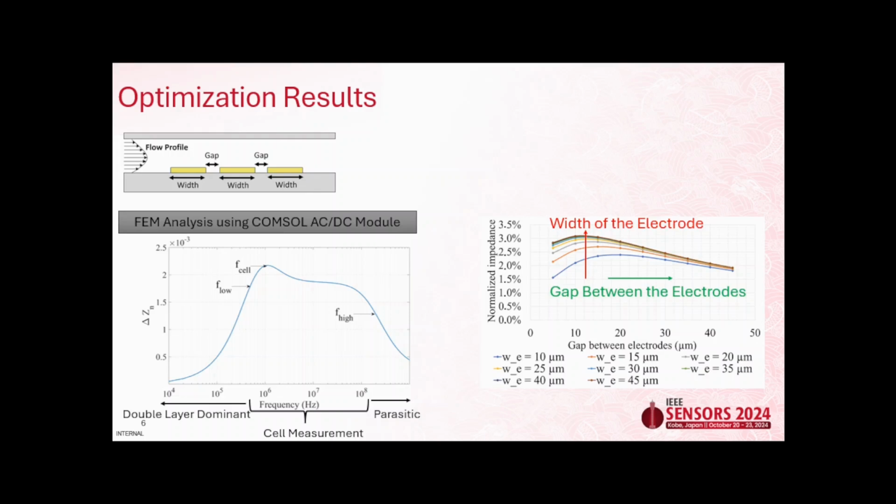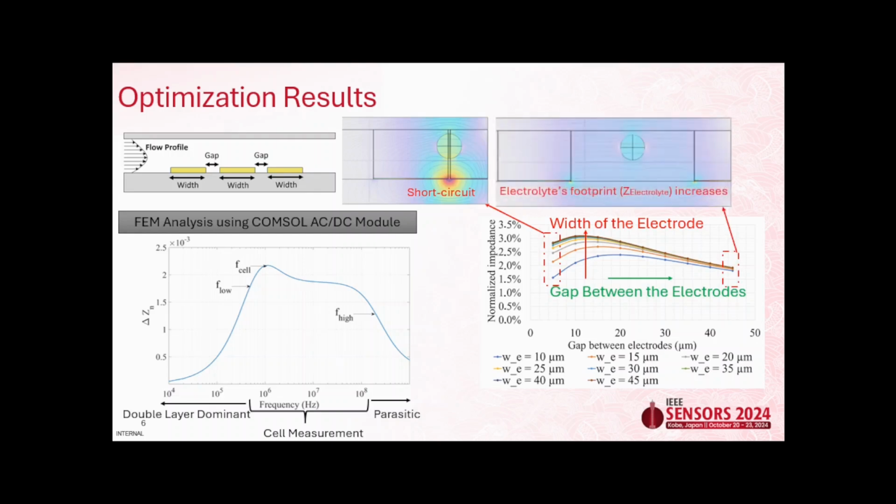At the beginning, we see that with increasing the gap between the electrodes, the normalized impedance also increases. And that is because when the gap between the electrodes is too short, the tunneling effect will happen and a short circuit will happen between these two near electrodes. And then when we have a very large gap between the electrodes, we see that the footprint of the electrolyte will be so high that the normalized impedance will decrease again. So here we see that basically we have an optimum value for the width and gap of the electrodes.